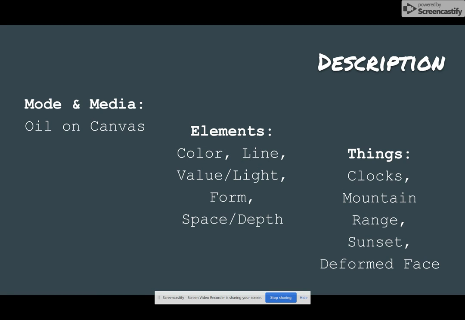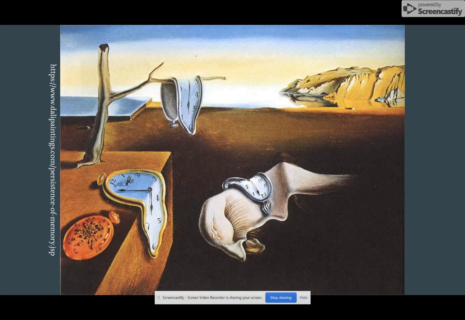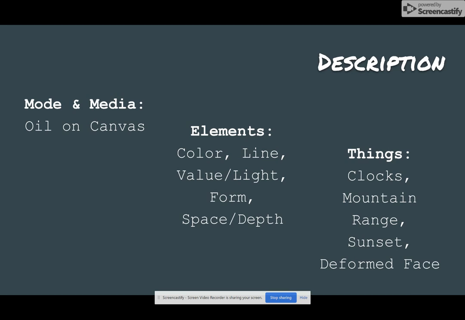So then there's the clocks, the mountain range, the sunset, and then the deformed face here in the middle. It's an interesting shape, and I'm not quite sure what it's there for, but it's definitely up for interpretation. I think that's something that's really interesting about this piece, that everything is really up to your own interpretation. I mean, even there's ants and bugs on the clocks on the left that may be there for a certain reason, but we don't know because it's not specified.